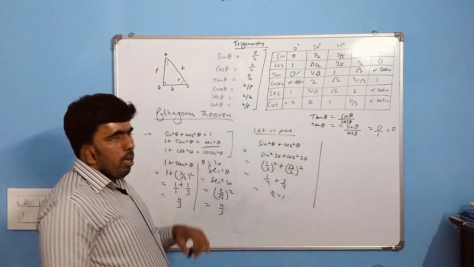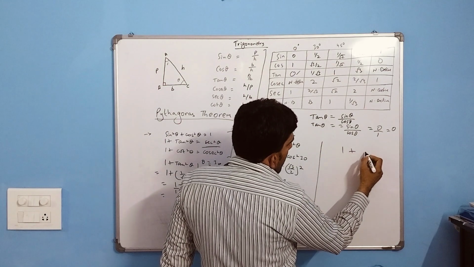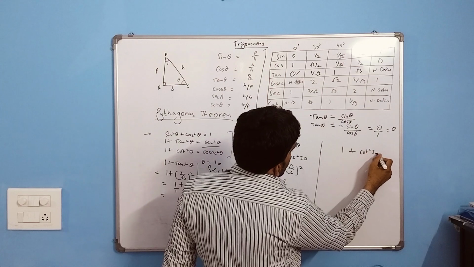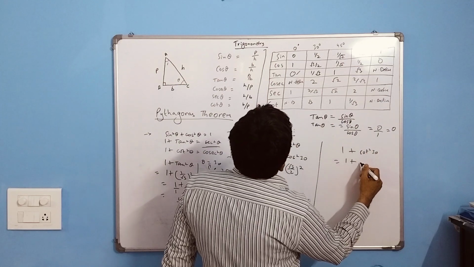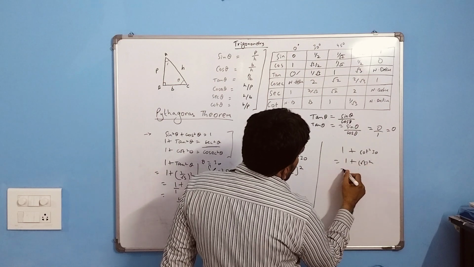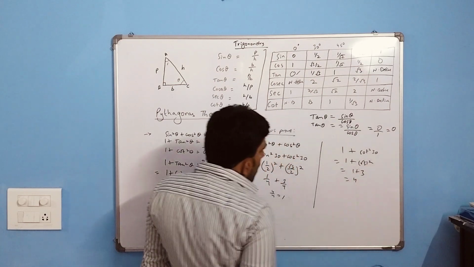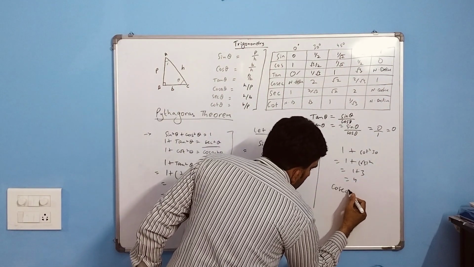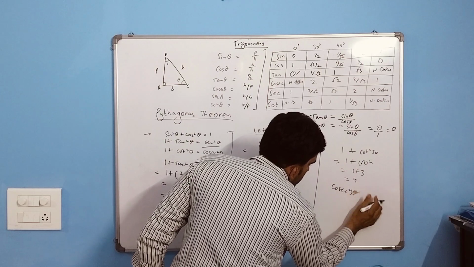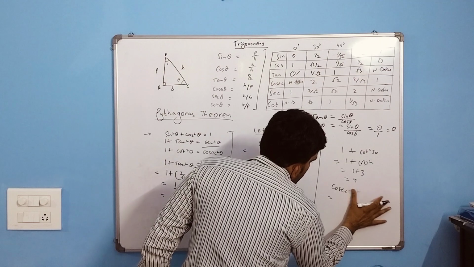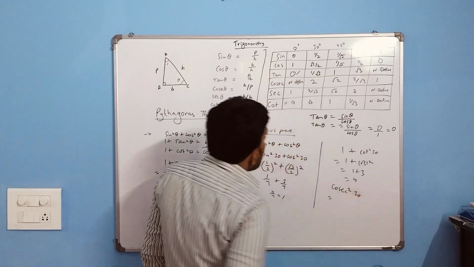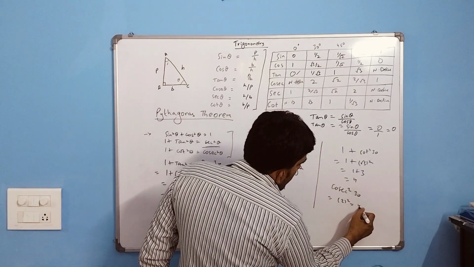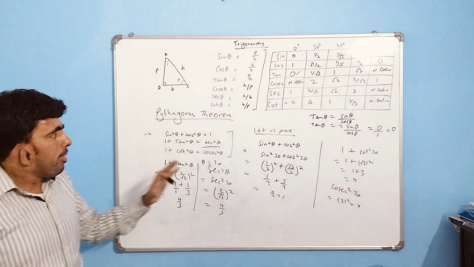One more we can prove. 1 plus cot square theta. If I take 30 degrees, so cot square 30 degrees. What is cot 30? Root 3. Squared, 1 plus 3. Now this is equal to cosec square 30 degrees. So what is cosec 30? Cosec 30 is 2. So 2 square is equal to 4. So we can easily prove these identities.